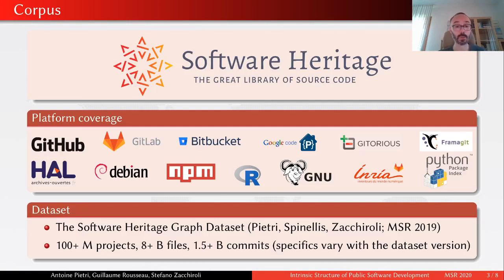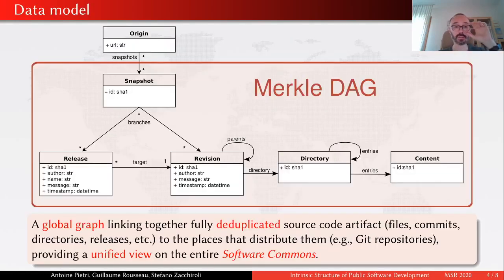And specifically, we will use the Software Heritage Graph dataset, which is a graph view of the entire content of the archive, encompassing more than 100 million projects, more than 8 billion files, and more than 1.5 billion commits to this date. So what's interesting about this archive is that the view is indeed unified.